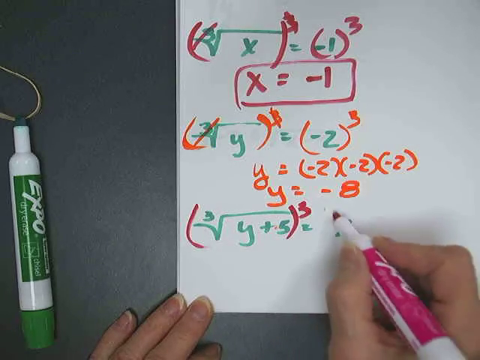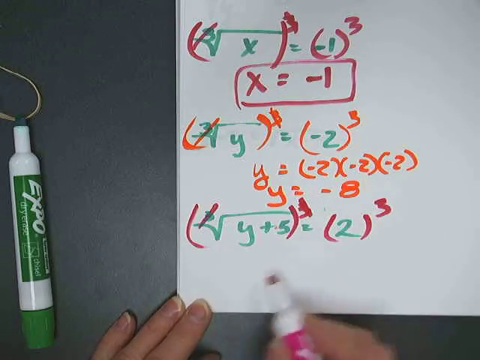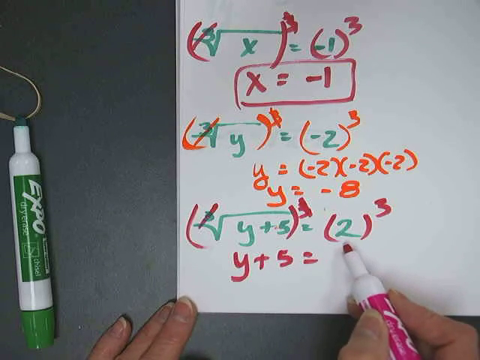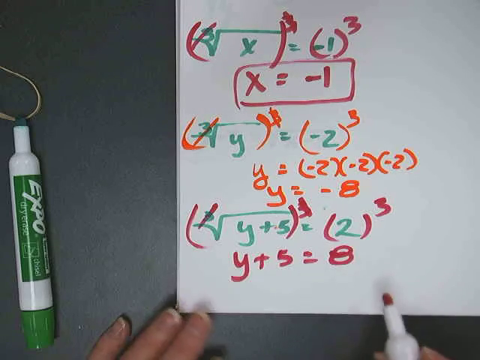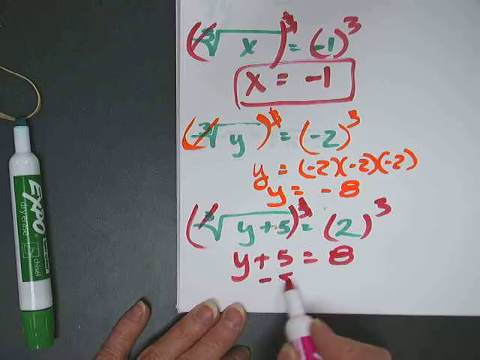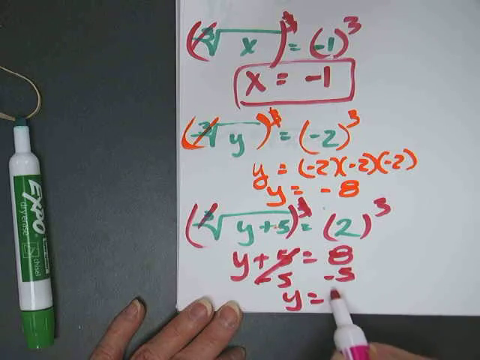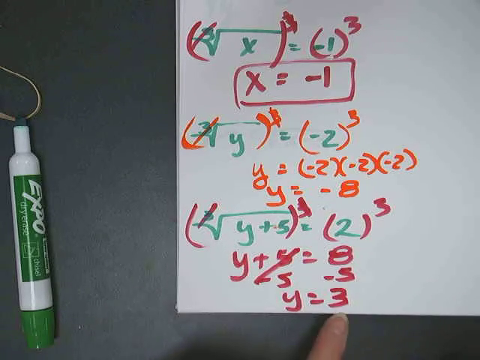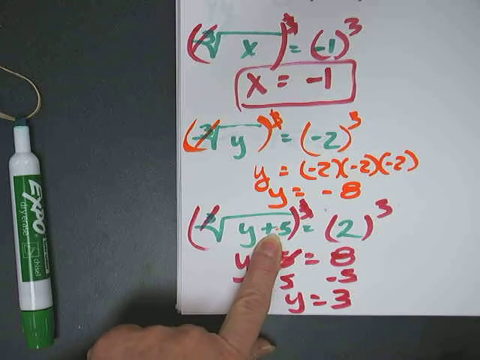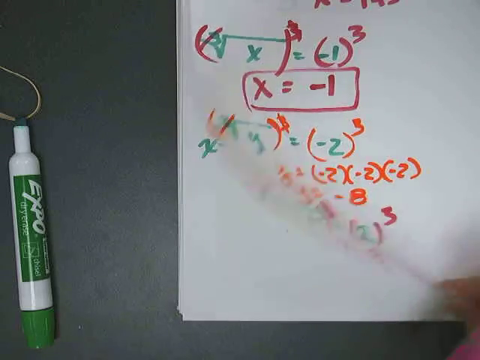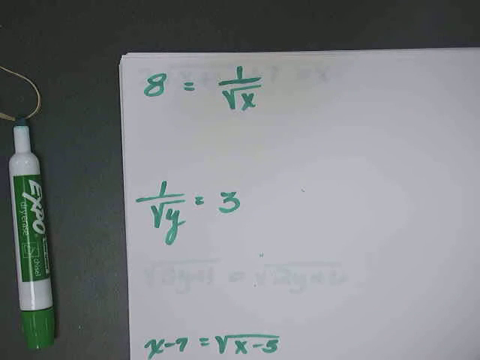Okay, this is by itself, the 5 is under there, so we're going to cube both sides to get rid of the cube root. Cube both sides. So we have y plus 5 equals 2 times 2 times 2, which is 8. Subtract 5. So y equals 3. 3 plus 5 is 8. Cube root of 8 is 2, so that's good.